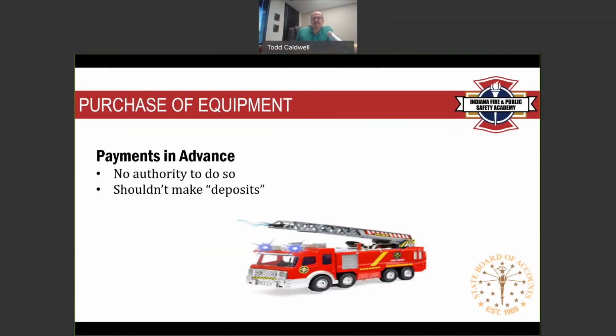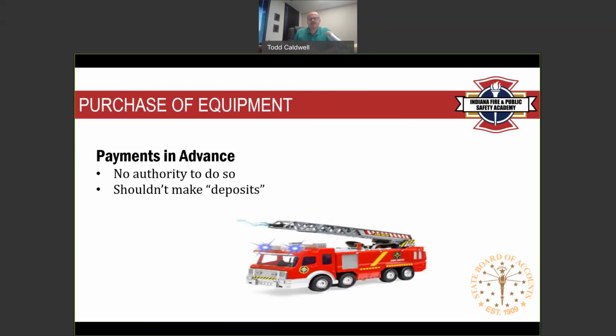And payments in advance. We see this a lot or get a lot of questions related to fire trucks. There is no authority that we can find to pay for items in advance of receiving them, including making a deposit on a purchase that you're making. I know some fire truck manufacturers will offer a discount if you pay like half of it in advance or a substantial amount of it in advance. But since we find no authority to do that, we can't recommend that you do so. And in fact, if we noted during an audit that you paid for part of it in advance, it would be subject to a finding in our audit report.